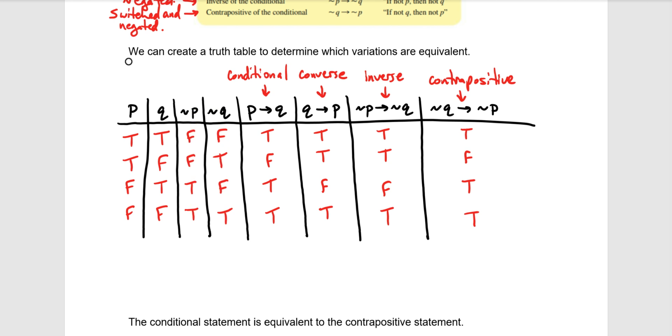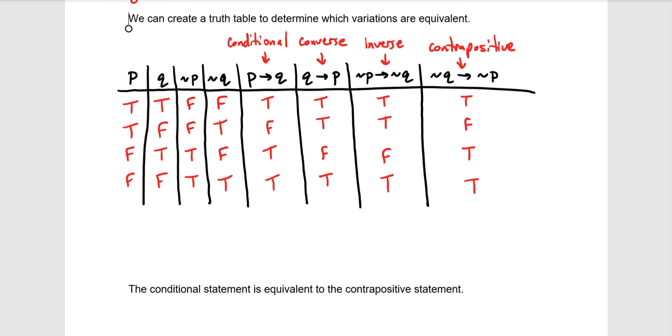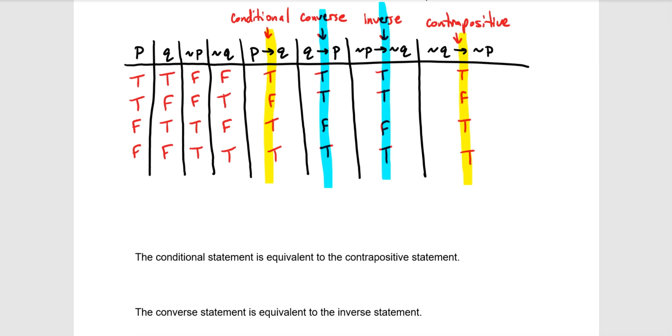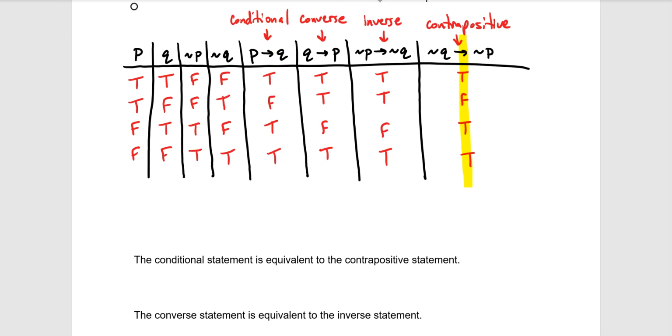Okay, so taking a look at which ones are equivalent here, it looks like the conditional is equivalent to the contrapositive, and the converse is equivalent to the inverse. I just summed that up here at the bottom of this page. The conditional is equivalent to the contrapositive, and the converse is equivalent to the inverse because they have the same truth values.